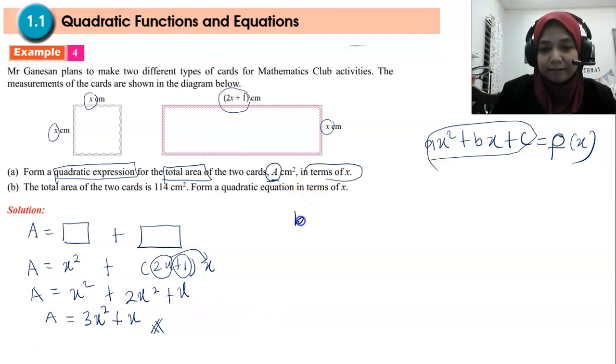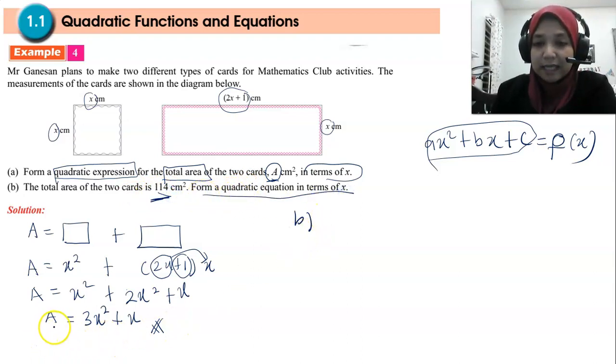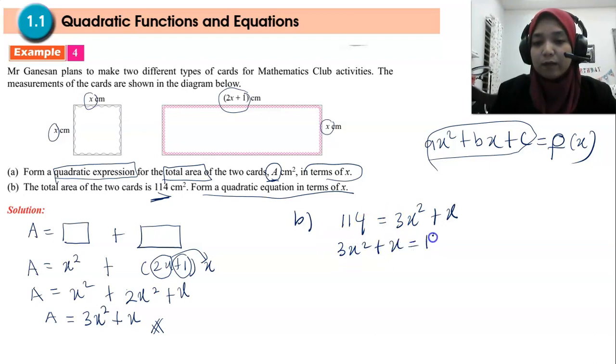So, for B, the total area of the two cards is 114. Form a quadratic equation. Earlier, expression A had no value. Now, you are given the value of A. A is 114. So, substitute 114 equals 3x square plus x. Whoever likes to write it this way, you can flip it. But if you flip, flip everything. For example, 3x square plus x equals 114. Flip everything, don't change anything.